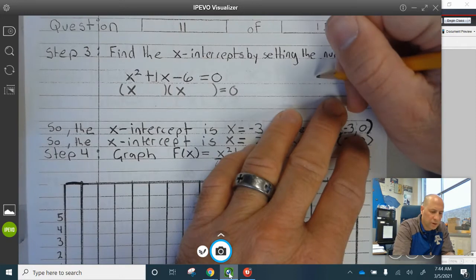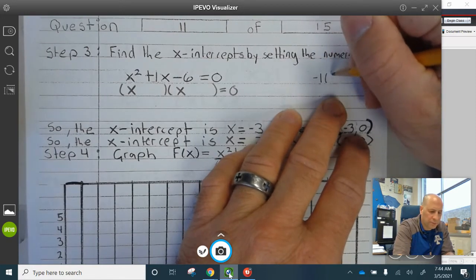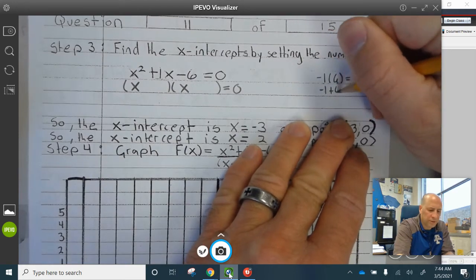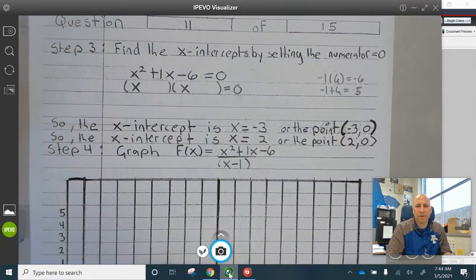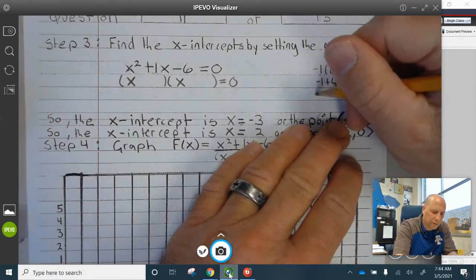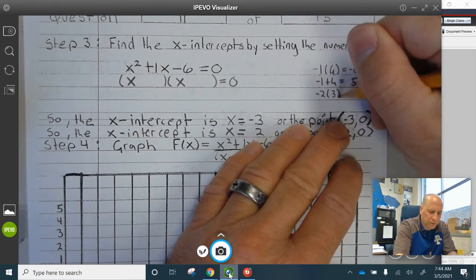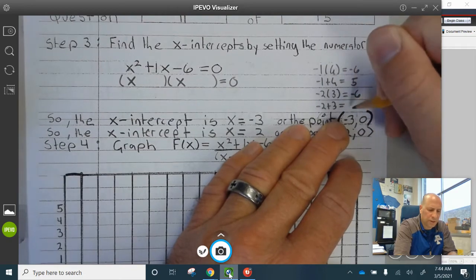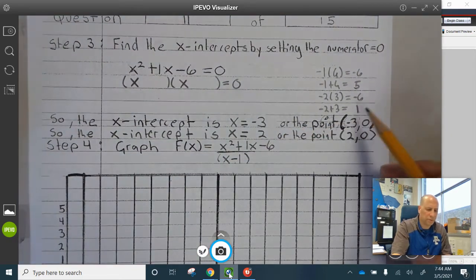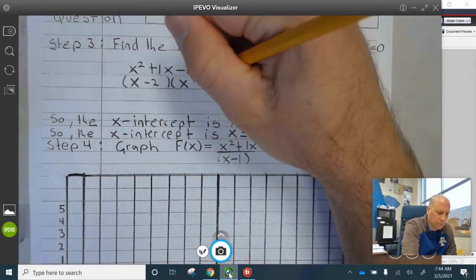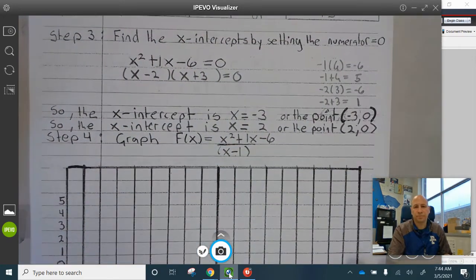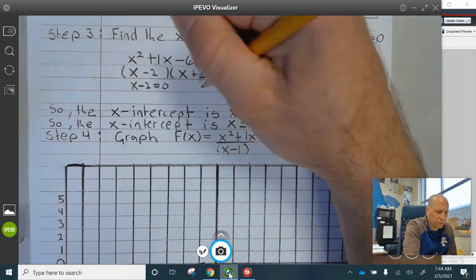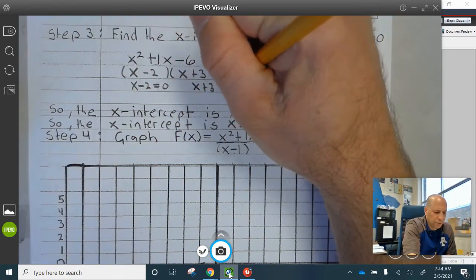Well, let's try -1 times 6 is -6. -1 plus 6 is 5. That doesn't work. Now let's try -2 times 3 is -6. -2 plus 3 is 1. So we have our -6 and 1. So that's x minus 2, x plus 3. Okay, so we set x minus 2 equal to 0, and x plus 3 equal to 0.